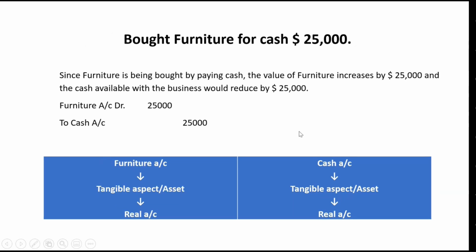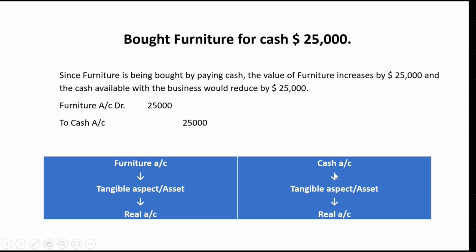The second transaction here is bought furniture for cash at $25,000. So furniture has come into the business, right? So debit what comes in. This is the real account. So furniture account debit. Cash has gone from the business, right? So this is credit what goes out. That is the cash. So two elements are affected in the transaction: furniture account debit and cash account credit.